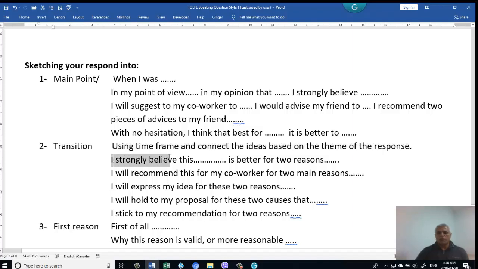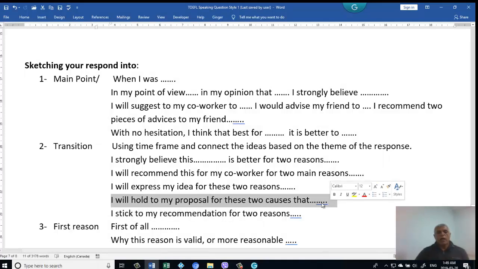Then we use this: I strongly believe, then continue. It's better for 2 reasons, then continue. I will recommend this to my coworker for 2 main reasons. I will express my idea for these 2 reasons. I will hold to my proposal for these 2 causes, then continue. I stick to my recommendation for 2 reasons, then you mention it.